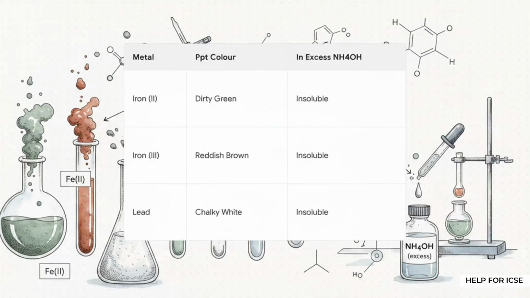Iron and lead, on the other hand, don't change their tune at all here. They lock into insoluble precipitates exactly like they did with our strong alkali. Iron 2 still gives us that dirty green, iron 3 gives us reddish-brown, and lead provides a chalky white precipitate. And importantly, even if you flood the test tube with excess ammonium hydroxide, these solids stubbornly refuse to dissolve.